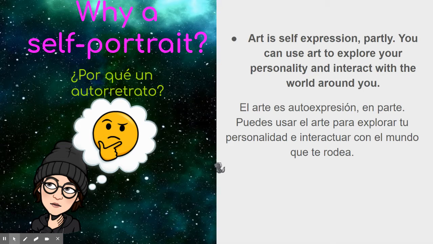So why a self-portrait? So if you haven't thought of it, a self-portrait is a picture of yourself, like a selfie. So art is self-expression. Whether it's a person or a thing or place, you are expressing yourself, okay, in art. You can use art to explore your personality and interact with the world around us.